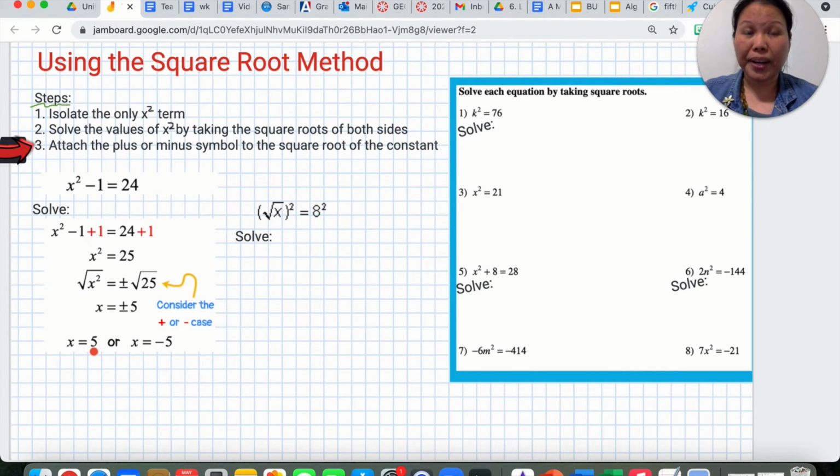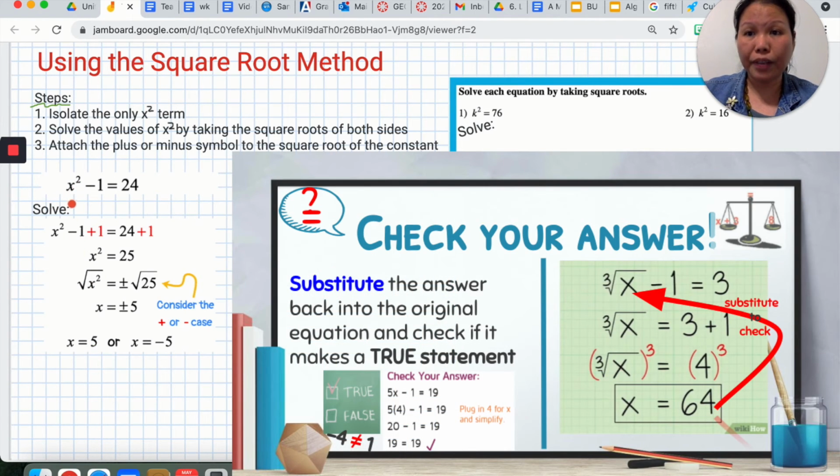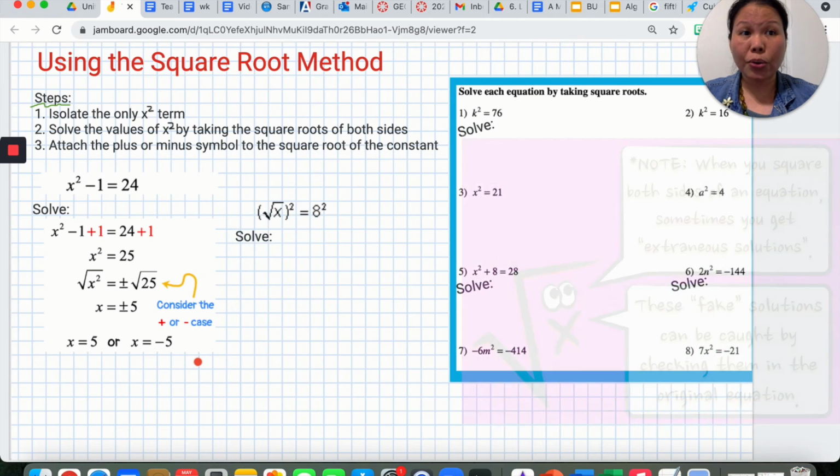I would go ahead and do it on scratch paper, or I can do mental math when I substitute it in. If I have +5 squared, I get 25, minus 1, I get 24. Check, it's good. An extraneous solution is where you have an answer that comes from the outside that is not necessary, that is not true. That's when we call it an extraneous solution. For -5, I substitute it back in. Squared, I get 25, minus 1, I get 24. Both of these are solutions, and we have no extraneous solution.